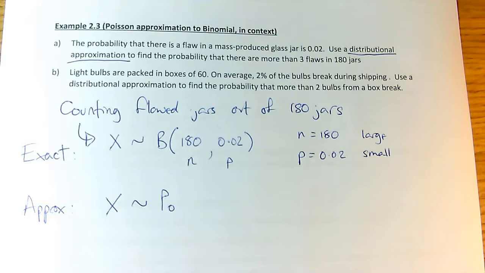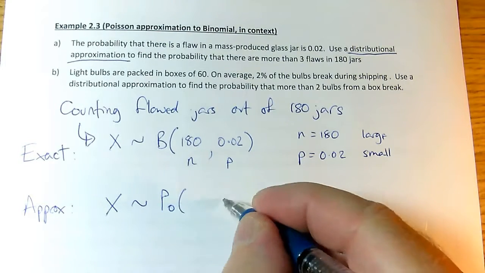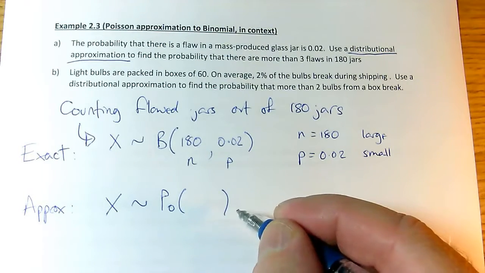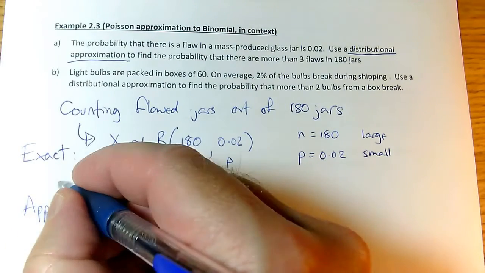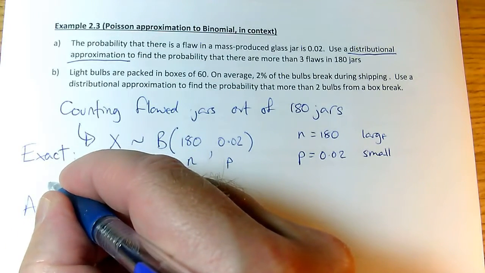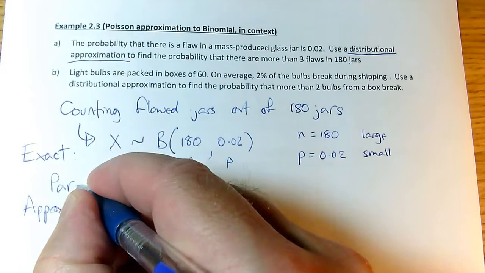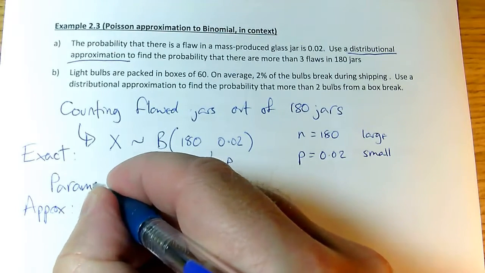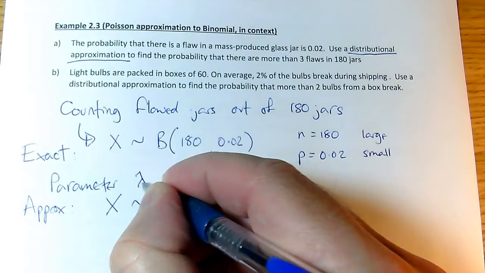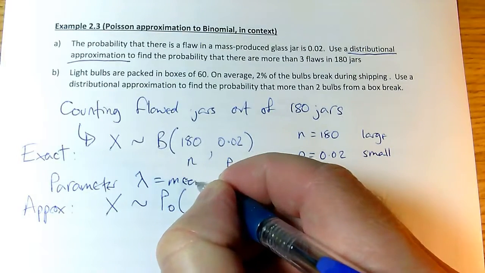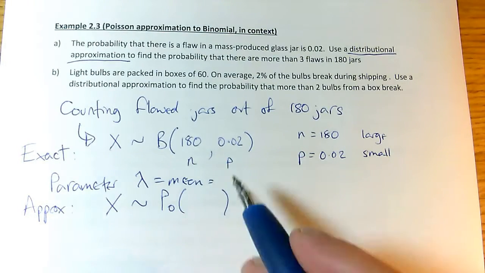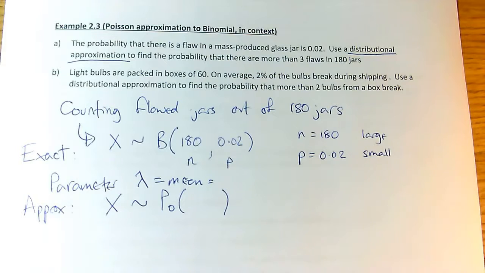Okay, but I can't write down the Poisson yet because I don't know the parameter. I need a value of lambda. So my parameter is lambda, which is the mean. So I need the mean of the binomial. So here was the binomial. How do I work out the mean of a binomial?